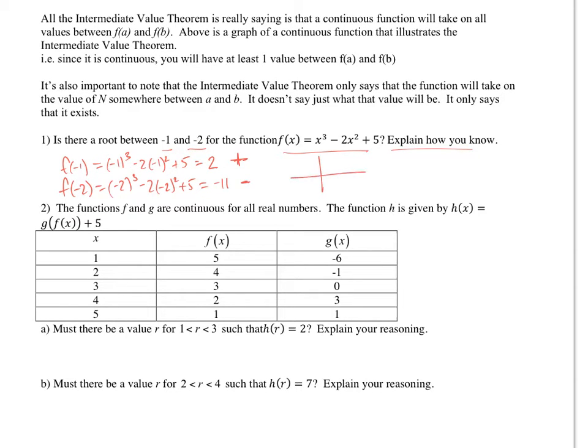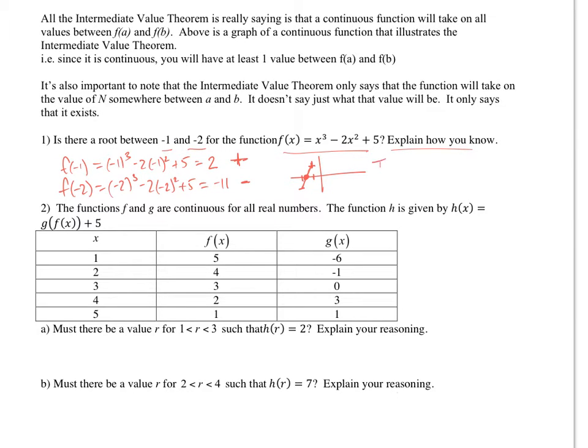So if I look, and I have negative 1 and then negative 2, the value at negative 1 is positive, and the value at negative 2 is negative. Well, to get from a positive to a negative, what must I do? I must cross the axis somewhere. So because I cross the axis, I know that there will be a root.